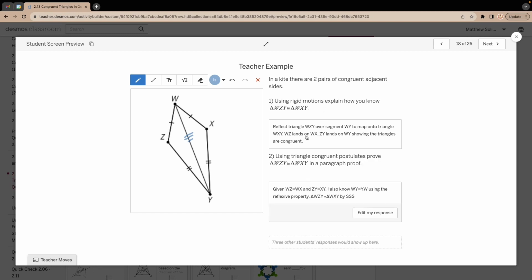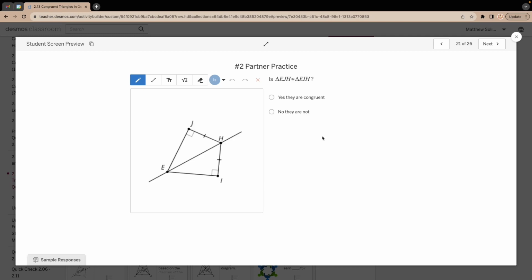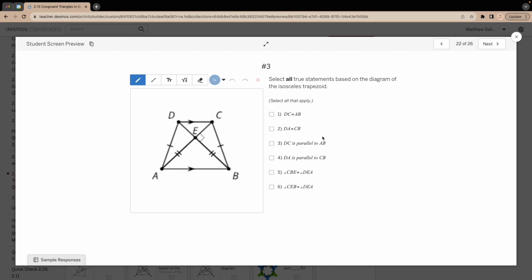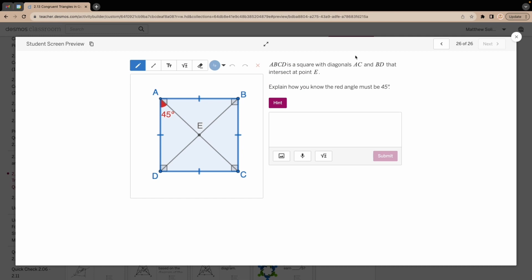So there are two ways to do this. We could use rigid motions. We could use a proof. So there's some partner practice where you want to use properties of parallelograms to prove the triangles are congruent. Use some rigid motions. And then that cool down is just to explain, how do you know this angle is 45 degrees based on this picture?